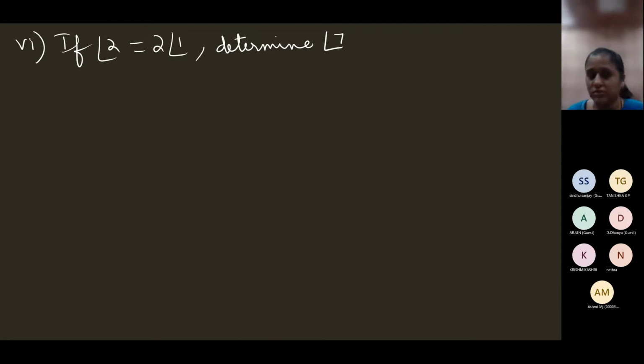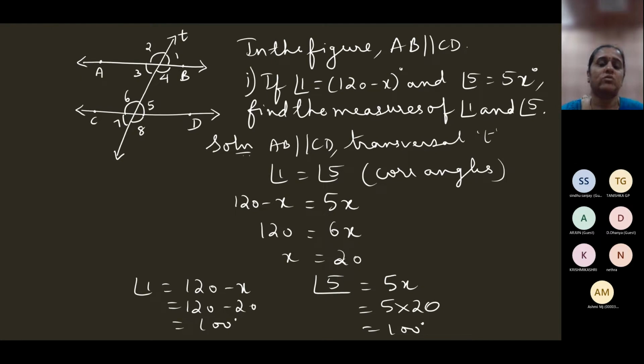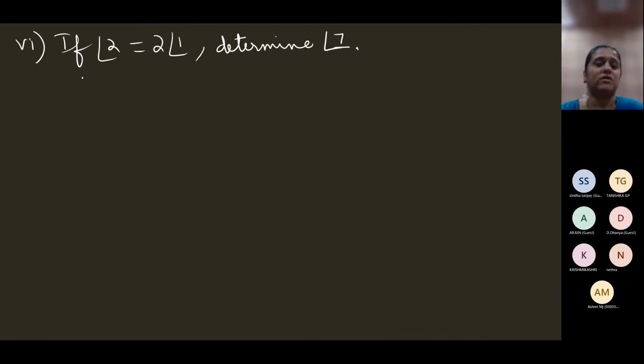Yes, children. This is the next question. If the measure of angle 2 is twice the measure of angle 1, find angle 7. What is the relationship between angle 2 and angle 1? Linear pair. Now tell me, what can we do here? What should I write? Angle 2 plus angle 1 equals to 180, ma'am.